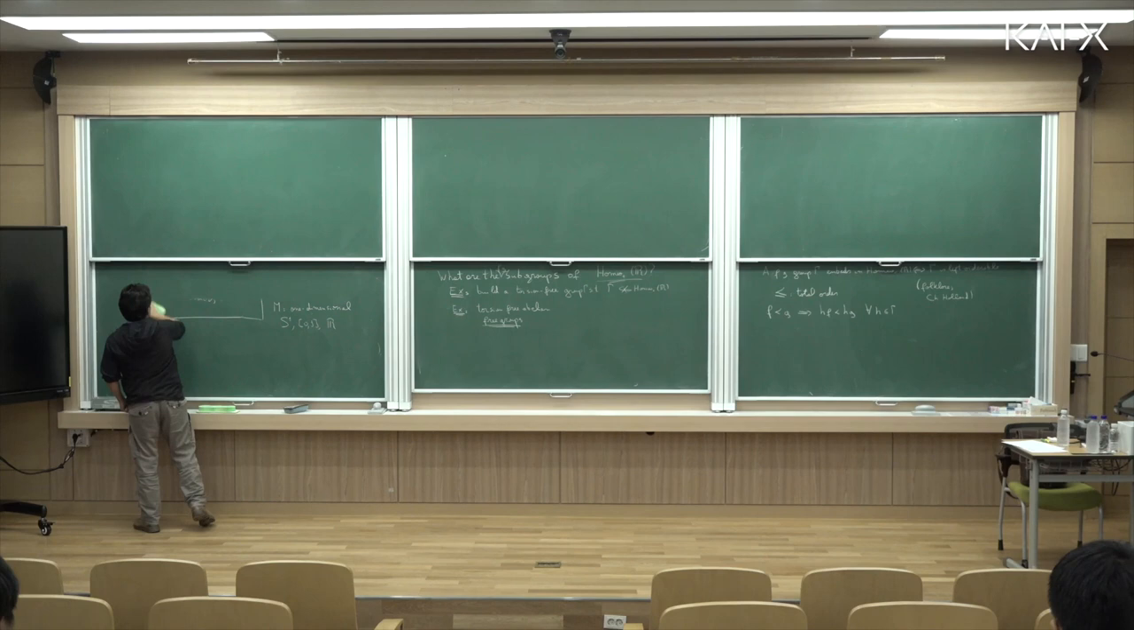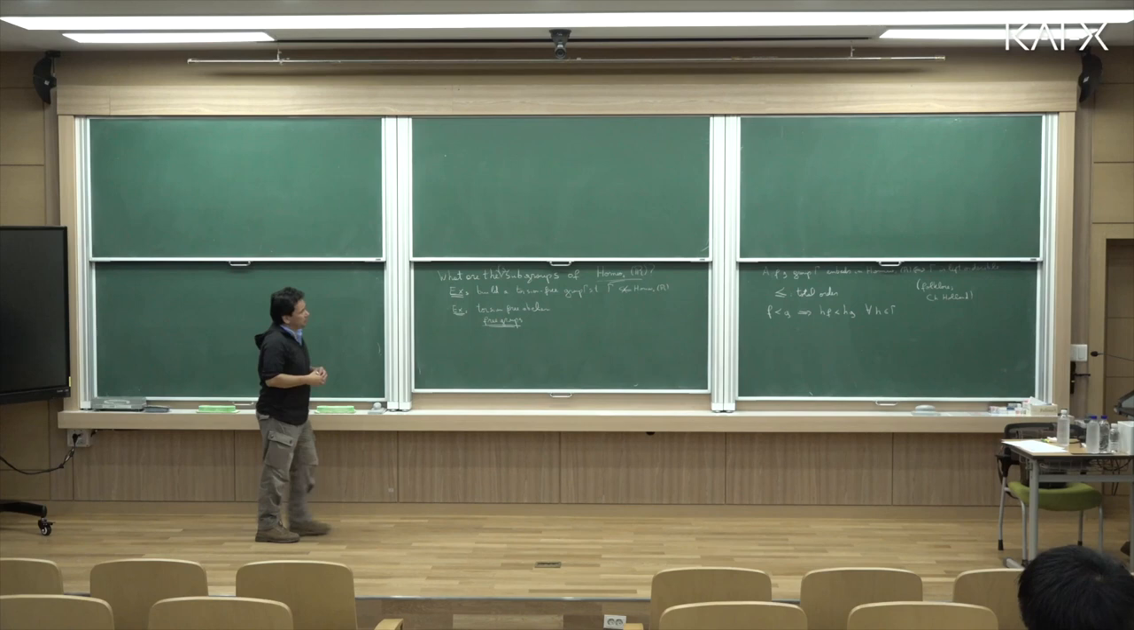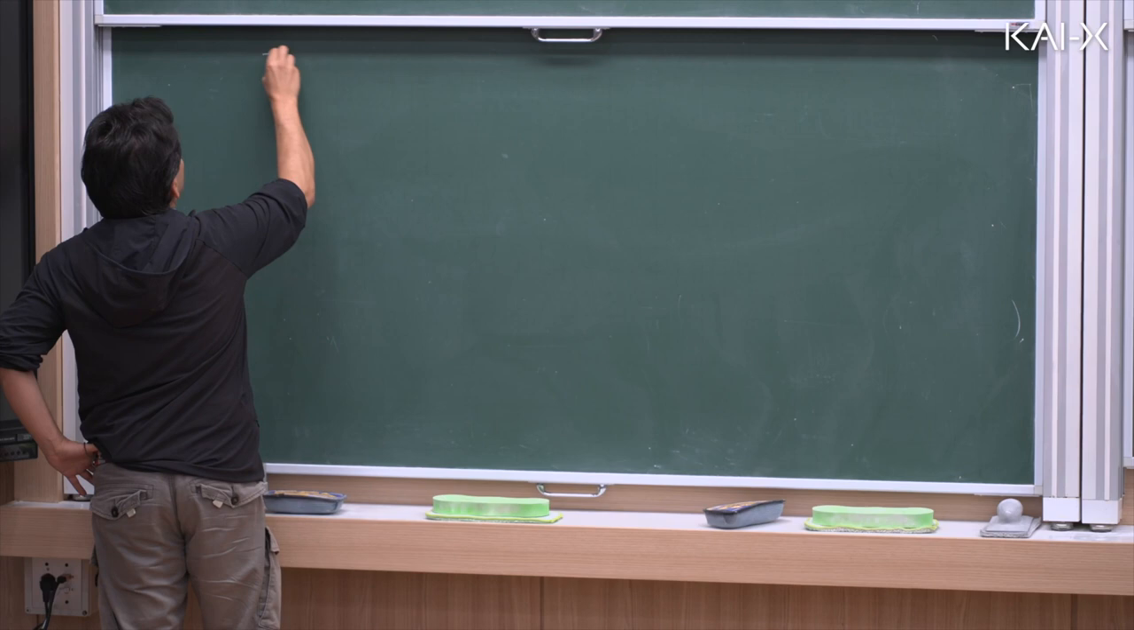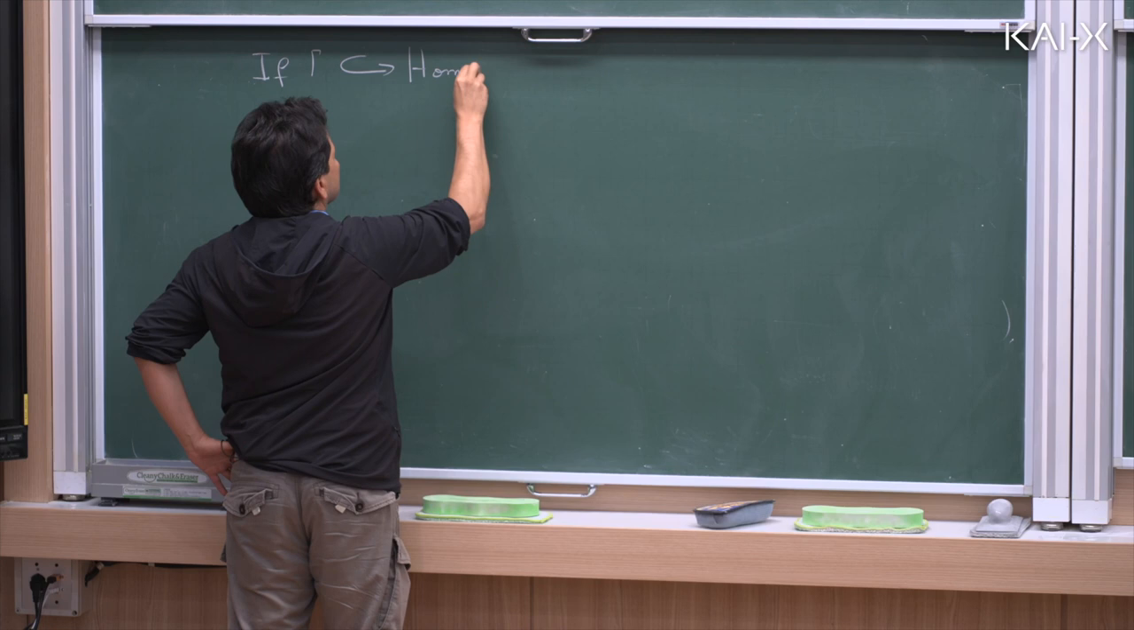Well, I will just prove one direction. So I will give the idea of one direction. The other direction may be left as an exercise. So one direction is: if gamma embeds into Homeo, then gamma is left orderable.